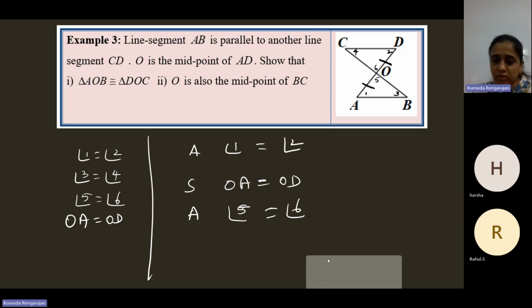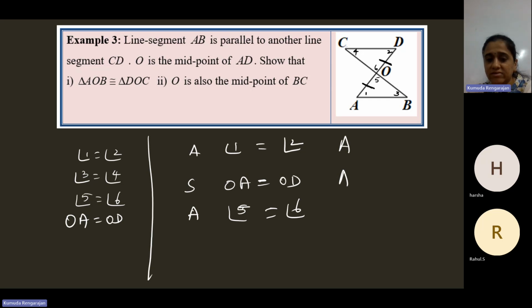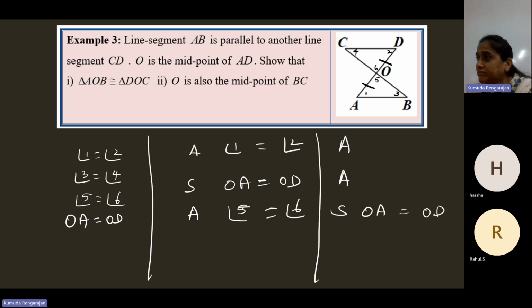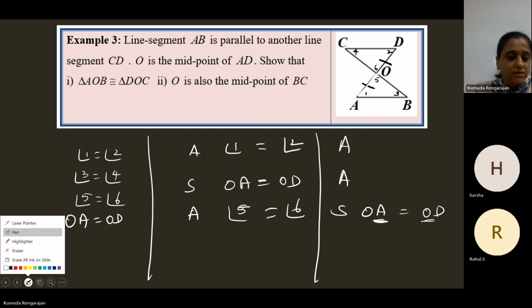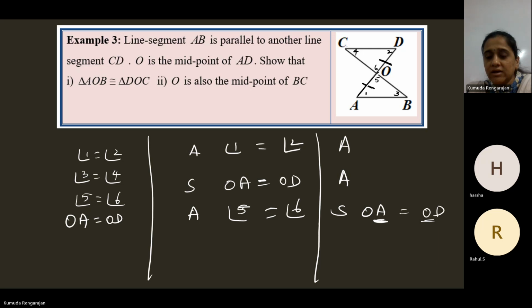If you want to use AAS, some other side, so you should write OA is equal to OD. This is the first triangle, this is the second triangle. Now you should not write the two angles that include OA. For OA, you should not write angle 1 and angle 5. You should write angle 1 and angle 3, or you must write angle 3 and 5.